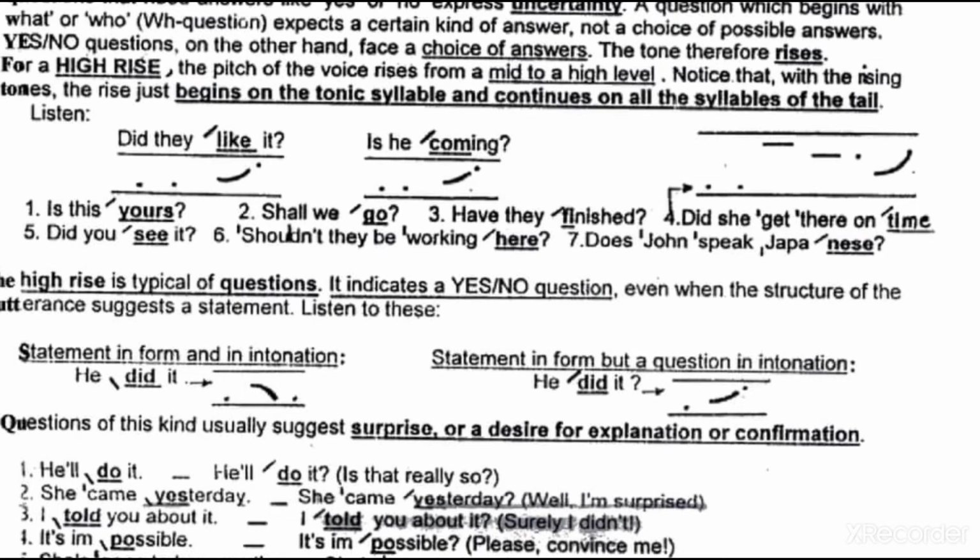The first one is, did they like it? Did they like it? So here, look at the graphic representation. Did, low dot; they, a little bit higher than the first dot; and then like, a curved line from a mid to a high level, and then it. Did they like it? The next example, is he coming? Is he coming? So is he, two dots; coming, a curved line from mid-level to high level for come, and ing, a high dot.